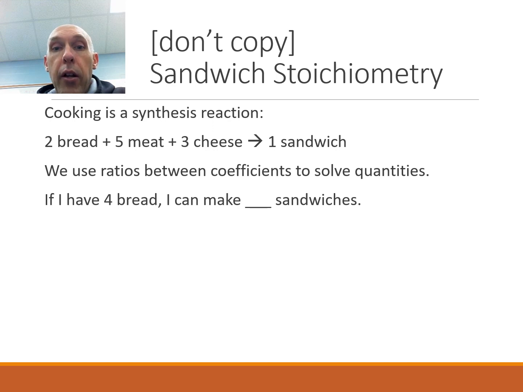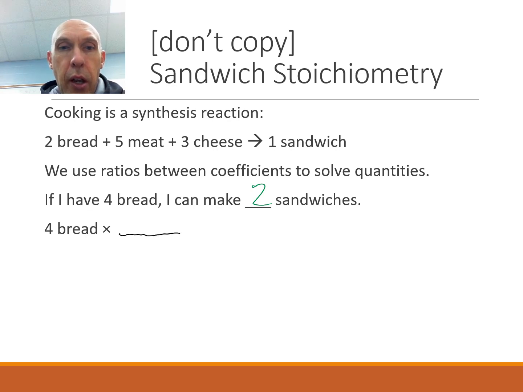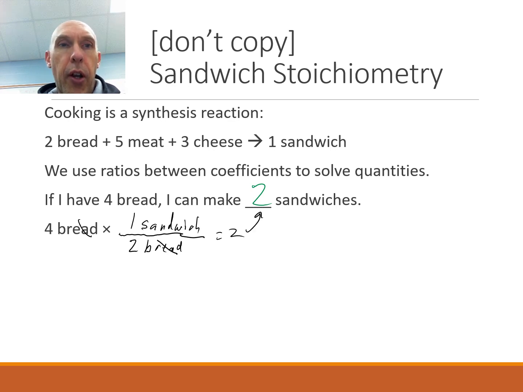If I have 4 bread, I can make, 2 bread, 1 sandwich, 4 bread, we're going to get 2 sandwiches. Awesome. How do we actually get that? What we really did without thinking about it was we drew a line. We said from the reaction, 2 bread makes 1 sandwich. And then we canceled and went 4 times 1 divided by 2 equals 2. Okay, and that's how we got the 2 that we put there.